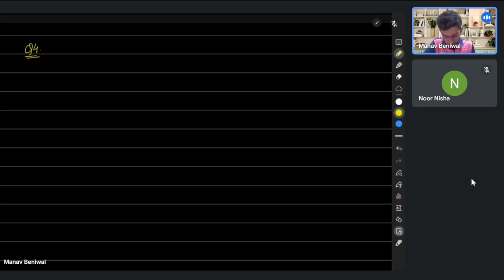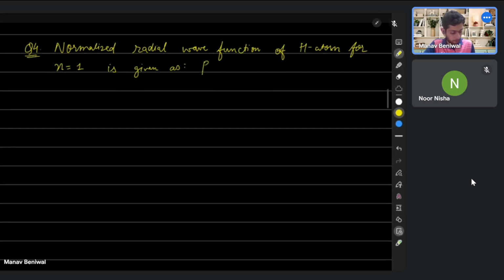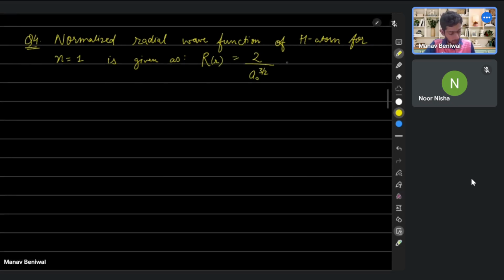So the question is: the normalized radial wave function of H atom for n equals 1 is given as 2 by a naught to the power 3 by 2, times e to the power minus r by a naught.